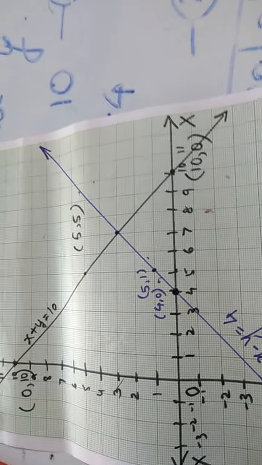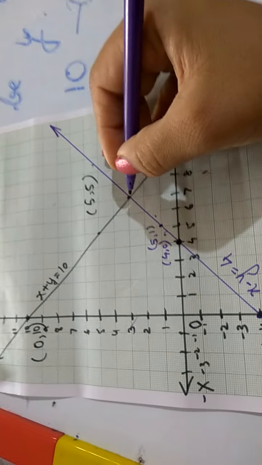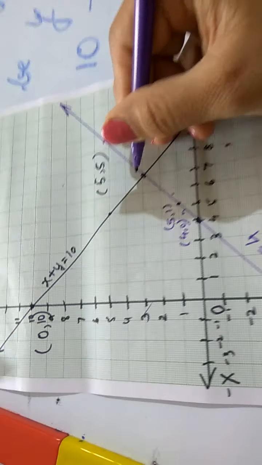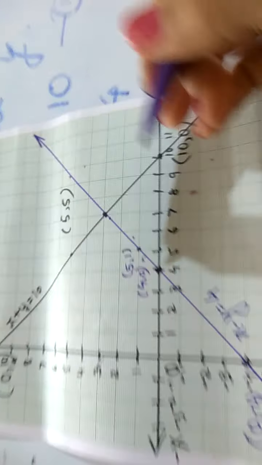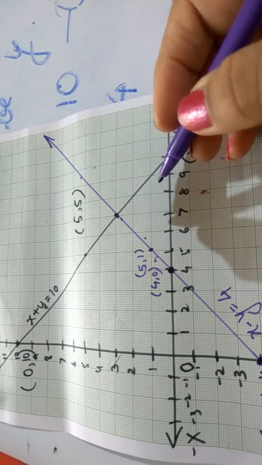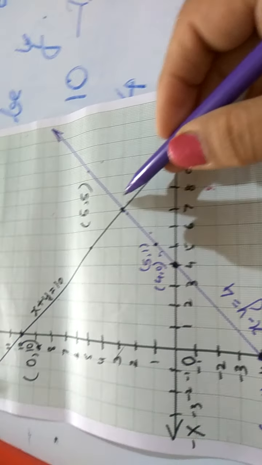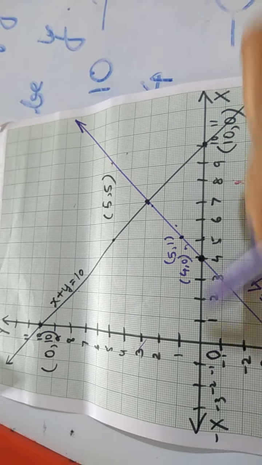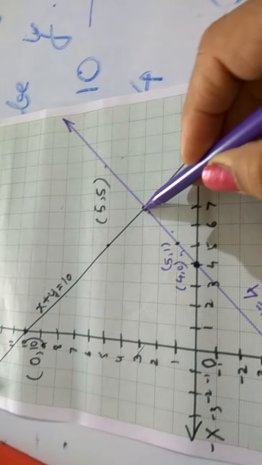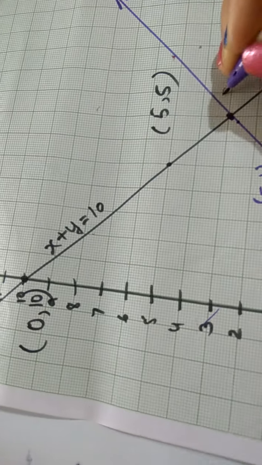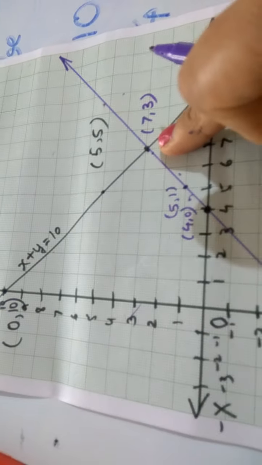Now we see that these two lines are intersecting at this point. So this point of intersection of these two lines is called the solution of the equation. Let us see the coordinates of this point. The coordinates of this point are 7, 3. So 7, 3 is the solution for the system of equations.